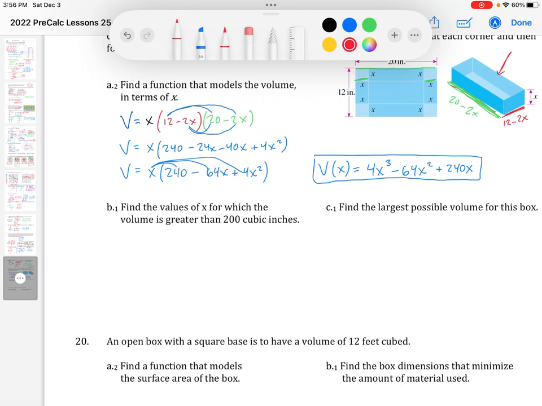All right, so then B says, find the values of x for which the volume is greater than 200 cubic inches. For this one, we're trying to see, okay, when is this function greater than 200? So for this, we will also use Desmos, because I wouldn't expect you to do that algebraically. Trying to solve that would be pretty tricky.